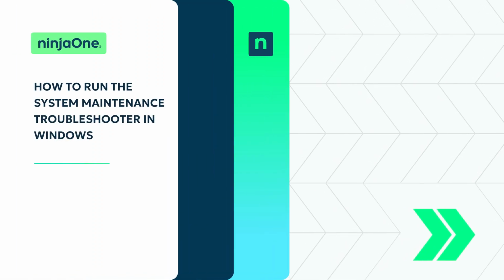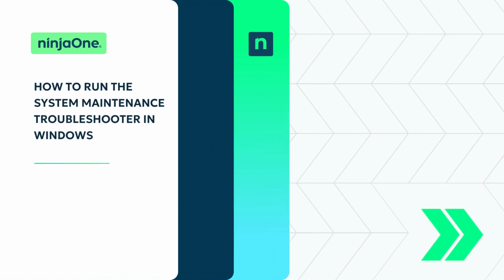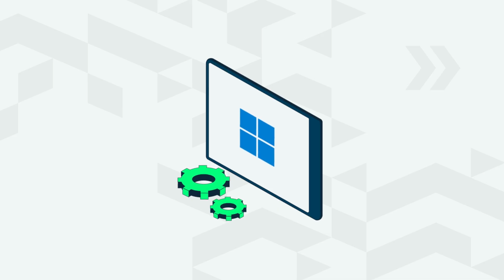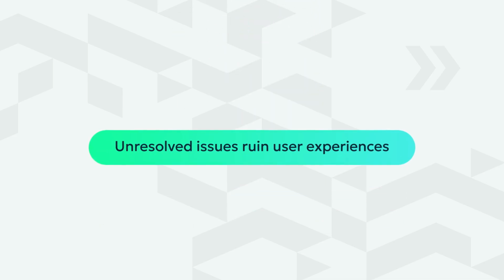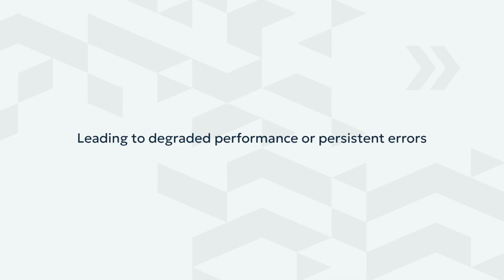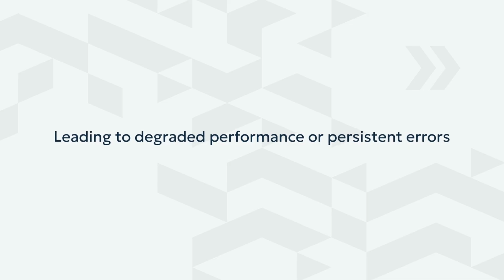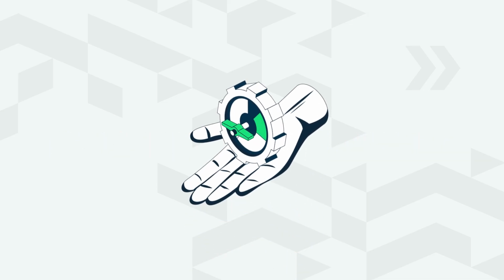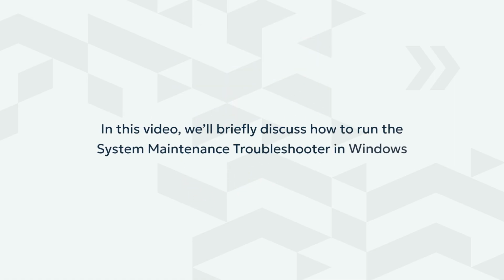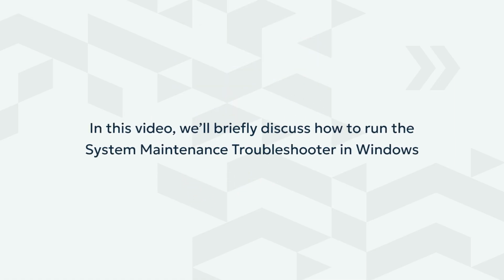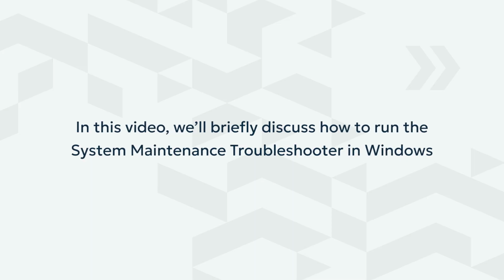How to run the System Maintenance Troubleshooter in Windows. If you don't run the Windows Troubleshooter, underlying system issues may go undetected, leading to degraded performance or persistent errors. Over time, these unresolved problems can severely impact your user experience. In this video, we'll briefly discuss how to run the System Maintenance Troubleshooter in Windows.